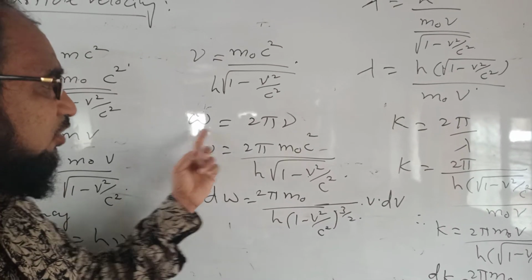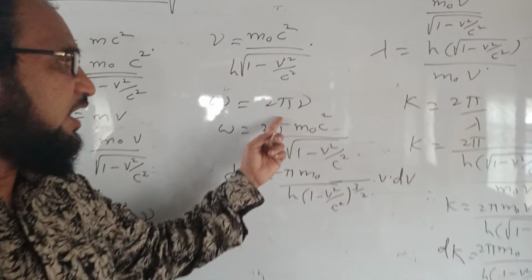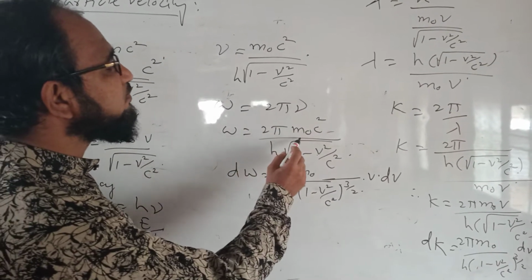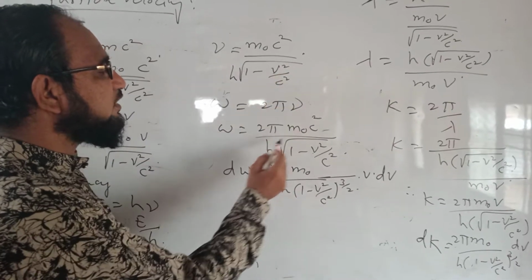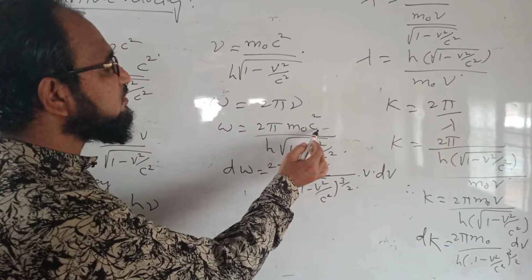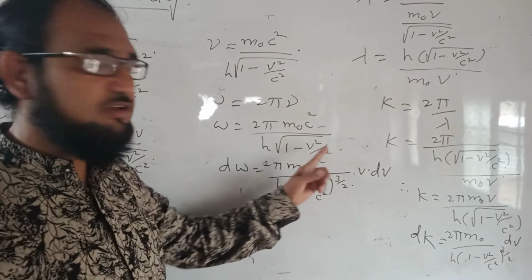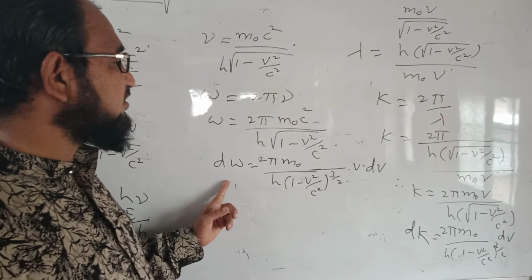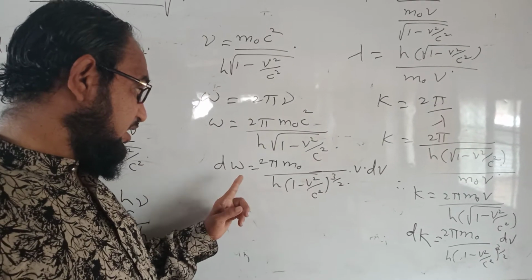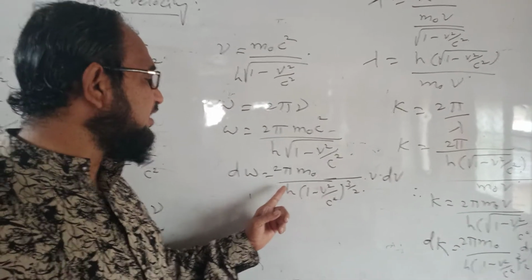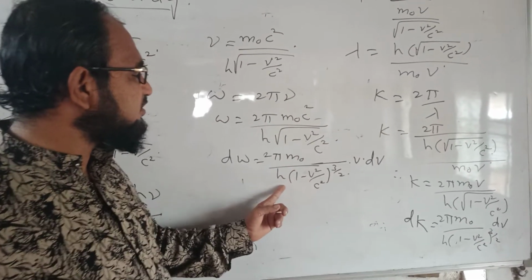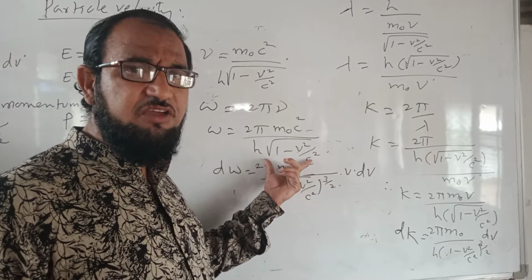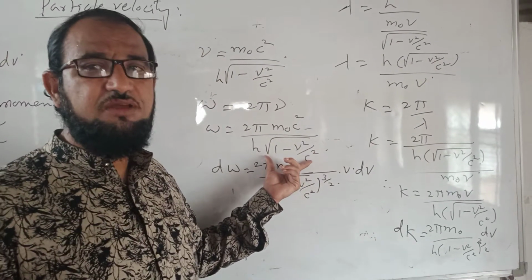Therefore we can find omega, the angular frequency, as omega equals 2 pi nu. Substituting the value of nu, omega equals 2 pi m0 c squared upon h into root over 1 minus v squared by c squared. Then I will differentiate this to find d omega, and d omega is equal to 2 pi m0 upon h, 1 minus v squared by c squared raised to 3 by 2, because the only variable function is 1 minus v squared by c squared.